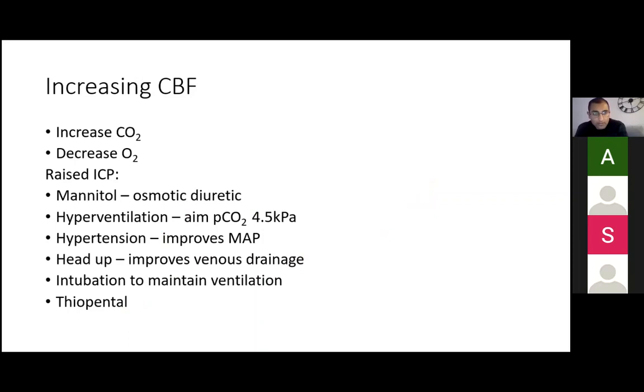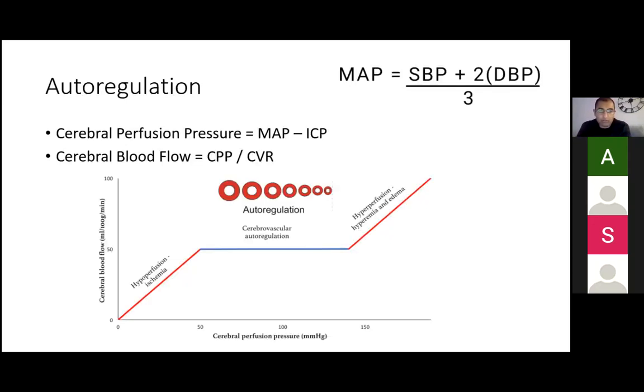So there are certain things that can increase cerebral blood flow. Increasing CO2 causes vasodilation, and therefore can increase cerebral blood flow. And decreasing oxygen will cause vasodilation of the blood vessels in the brain, increasing cerebral blood flow. So if we have a rising intracranial pressure, we want to maintain that cerebral blood flow.